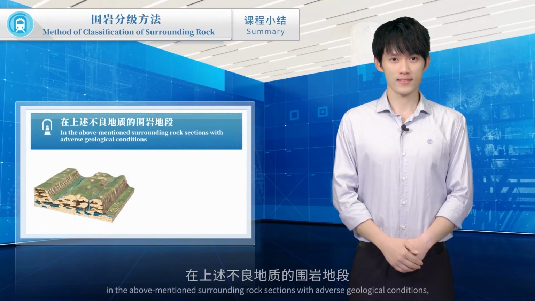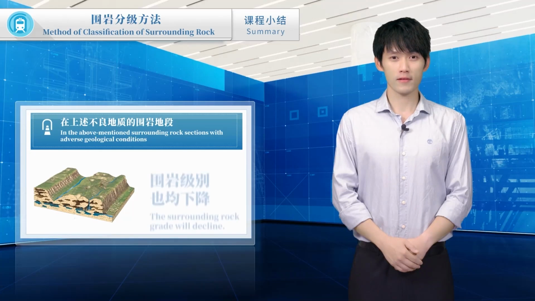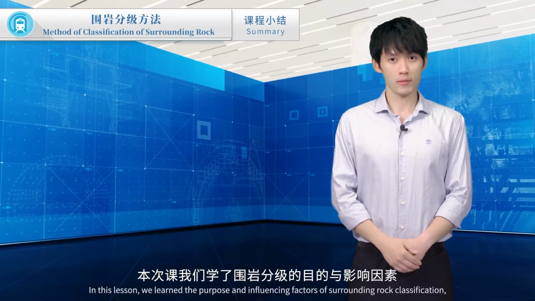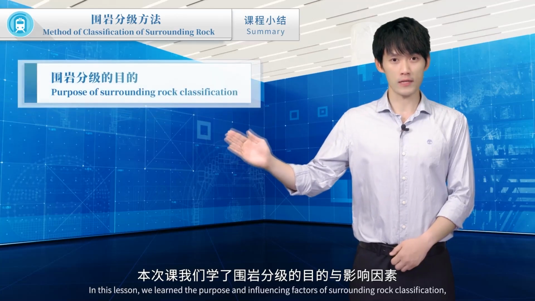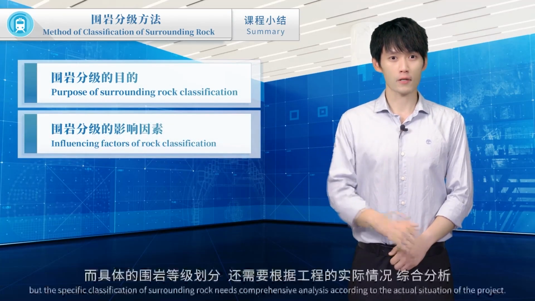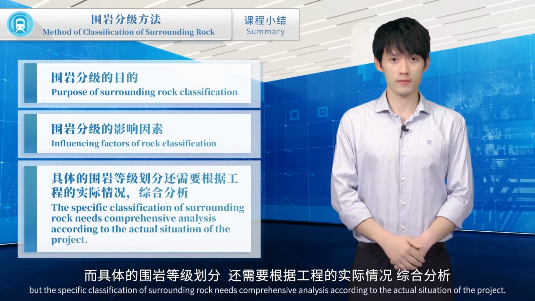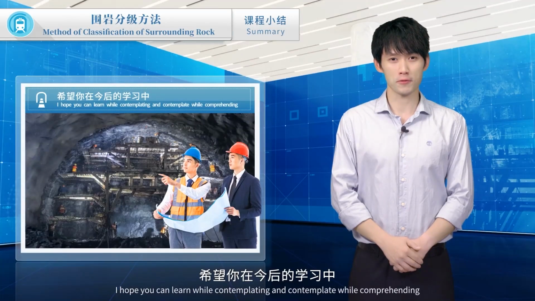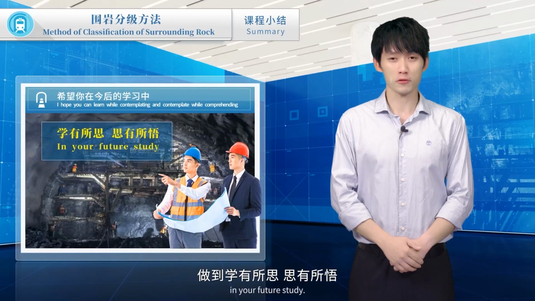It can be seen that, in the above-mentioned surrounding rock sections with adverse geological conditions, the surrounding rock grade will decline. In this lesson, we learned the purpose and influencing factors of surrounding rock classification, but the specific classification of surrounding rock needs comprehensive analysis according to the actual situation of the project. I hope you can learn while contemplating and contemplate while comprehending in your future study.